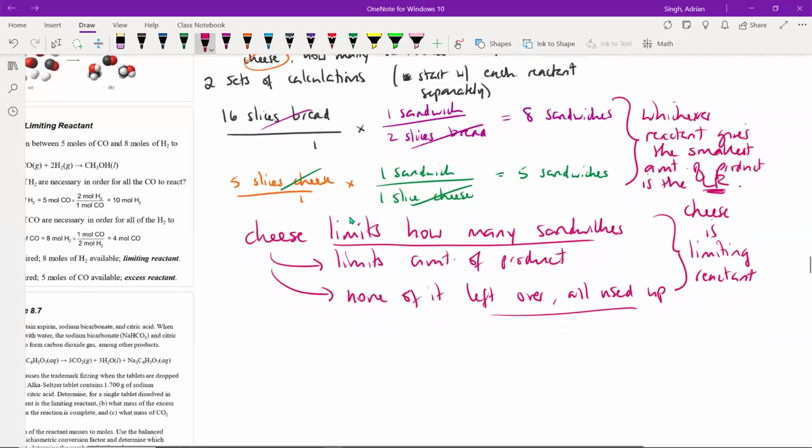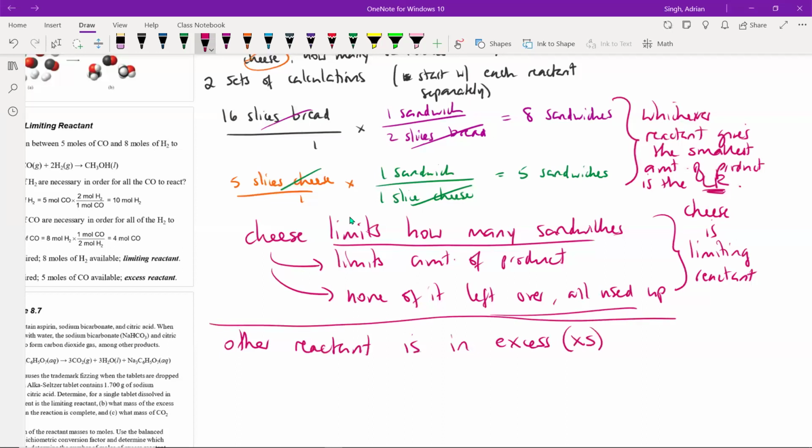Well, what about the other reactant, the slices of bread? Well, the other reactant we say is in excess. And you often see the word excess being abbreviated as X and S, the actual letters. So if the other reactant is in excess, that means there's some of it left over. And what's the other reactant in this case? The bread. And we can actually calculate how much bread is left over, right?